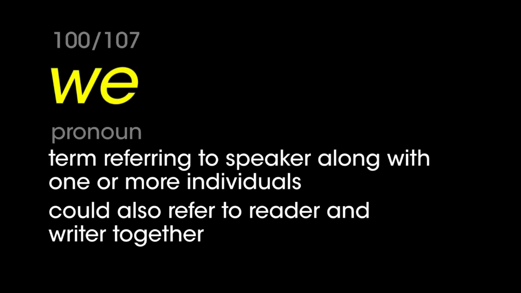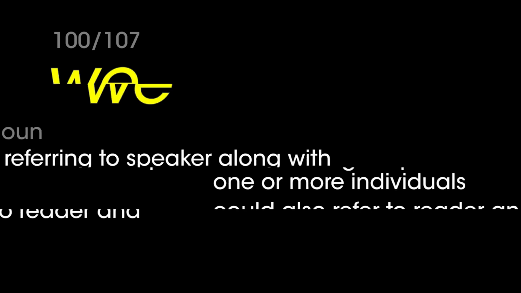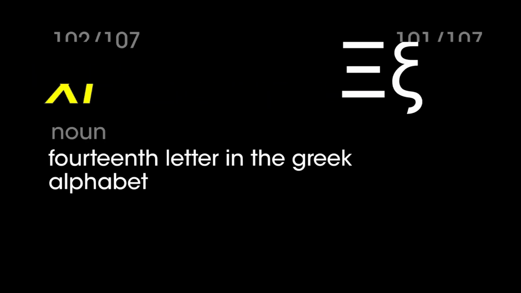We. Poem referring to speaker along with one or more individuals. Also refers to the reader and writer together. Okay. Yeah. Woe is an archaic spelling of woe.